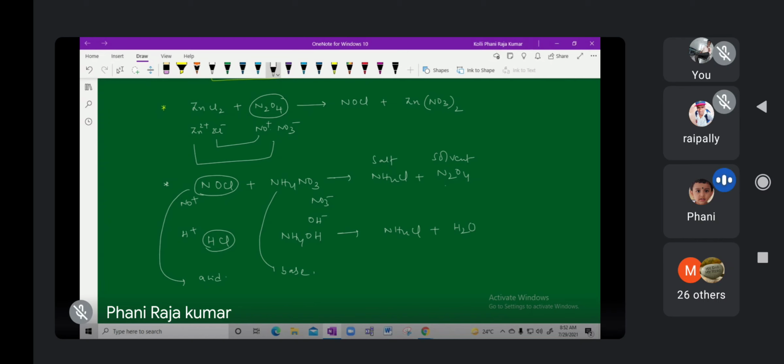Generally, a substance which gives H+ is an acid, and a substance which gives OH minus is a base, in aqueous solution. In water only those definitions are valid. Now, we are giving new definitions for acids and bases in N2O4 solvent, not in H2O. So in N2O4 solvent, a substance which gives NO+ is called an acid. In N2O4 solvent, a substance which gives NO3 minus is called a base.